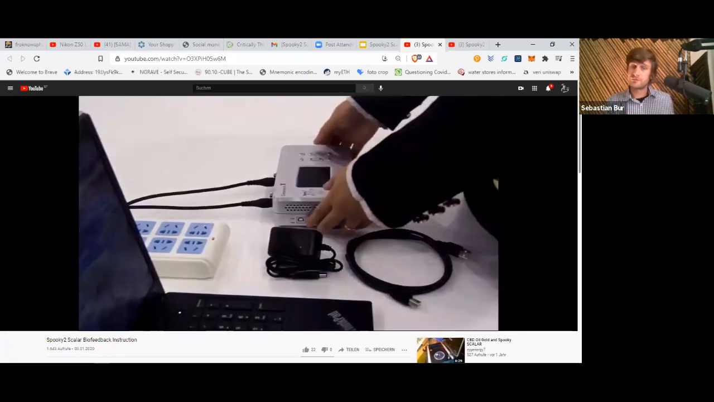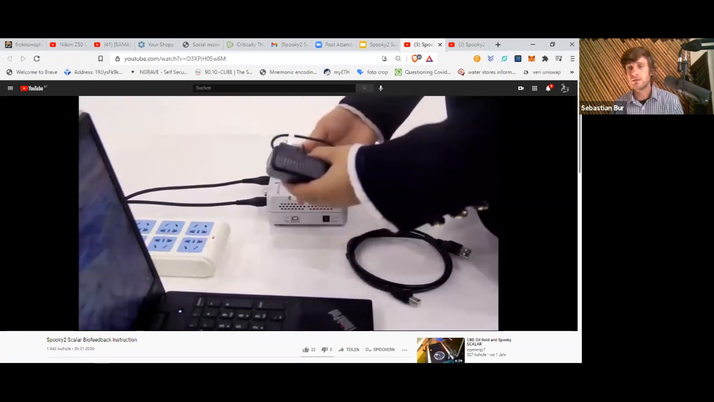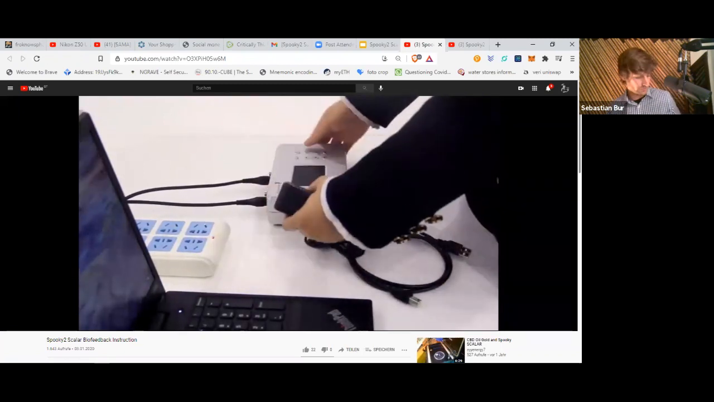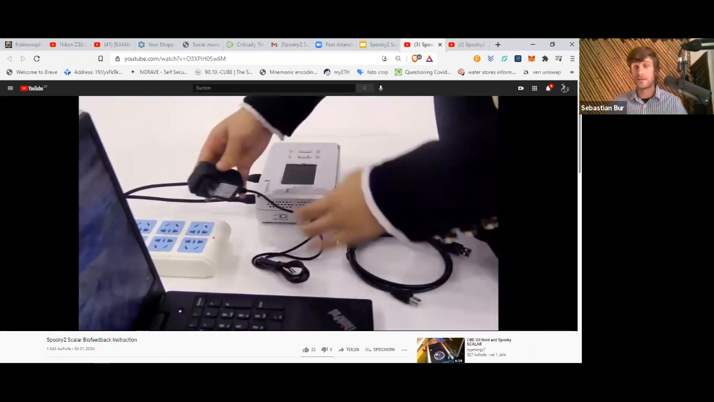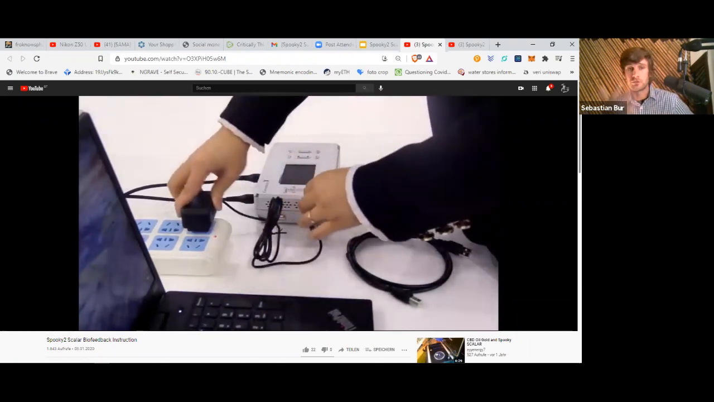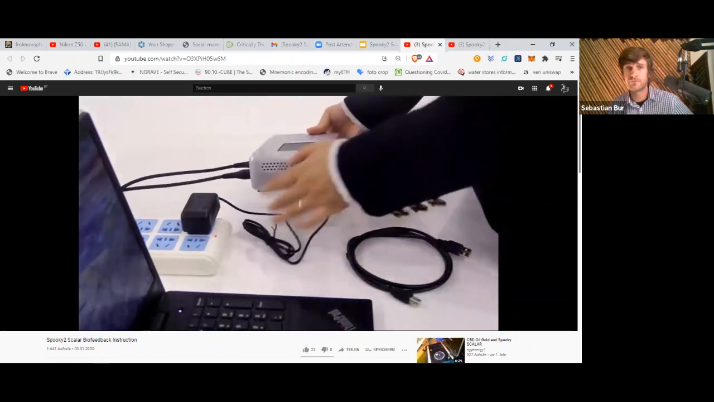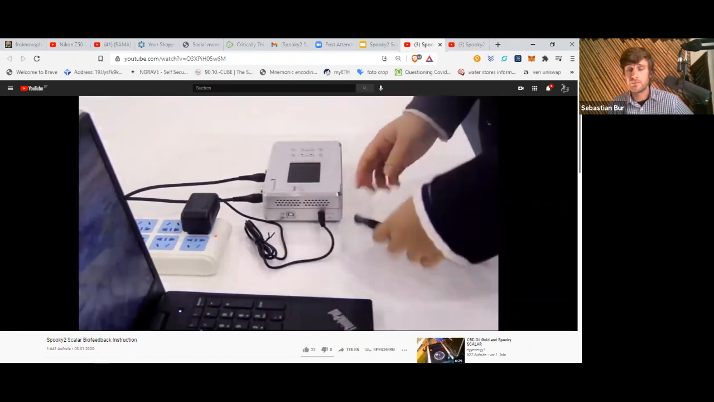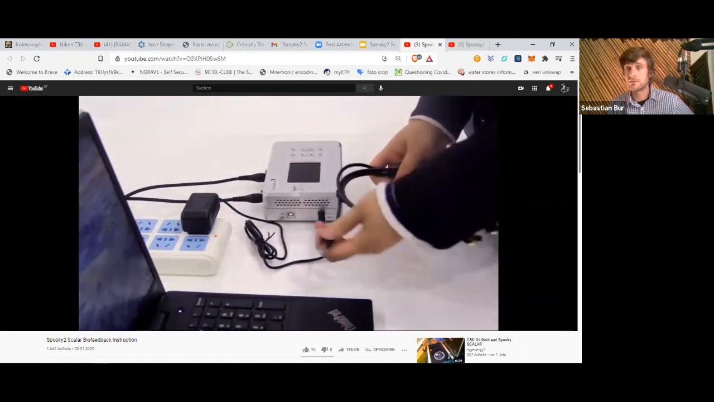Keep the generator as far as possible. It should be about 1 meter is fine. The cables, depends which ones you have, can be longer or less long. But 1 meter should be fine, and keep it outside of the scalar field. And then you just plug in the power supply for the generator. And then you plug in the USB cord and plug that into the computer.